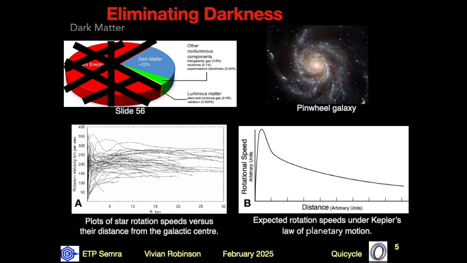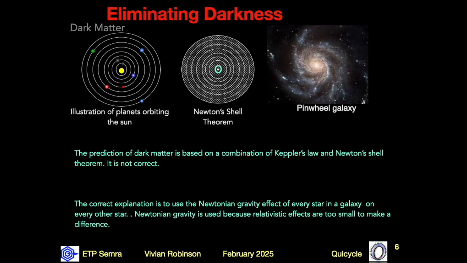The only thing mathematicians could think of was that there was some other form of mass that affected galaxy rotation, but did not have any other effect. They called it dark matter and sent astronomers and particle physicists on wild goose chases for over 50 years to search for it. Planetary motion differs from galaxy motion in important ways.